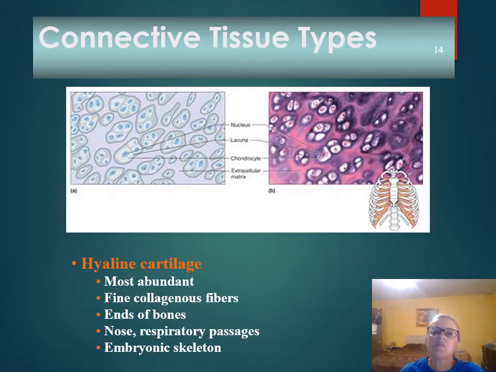This is found on the ends of long bones. It's found in many joints, soft parts of the nose, the supporting rings of your respiratory passages, and the embryo skeleton actually starts out as a hyaline cartilaginous model, and then that is replaced by bone. So that's really pretty cool. This is also part of the development and growth of most bones.